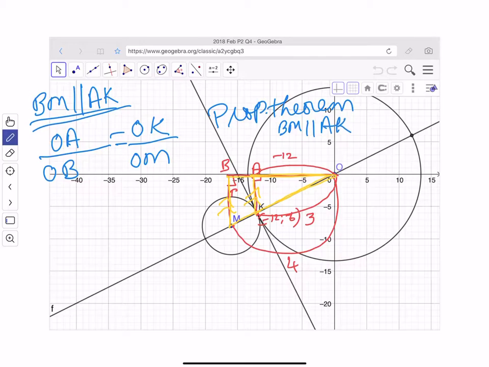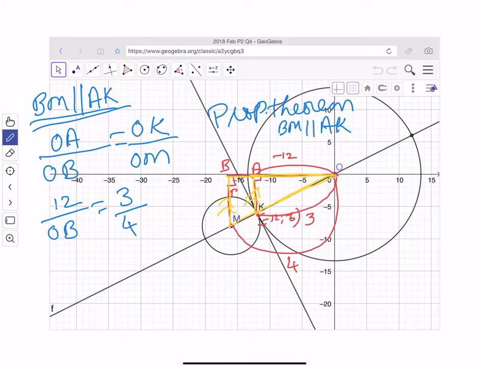Now OA is negative 12. Of course distance cannot be negative, but we can write positive 12 and later change OB to negative. We have to find OB now. We know OK is 3. The relation between OK and OM is 3 over 4, from the information that we have from the question.